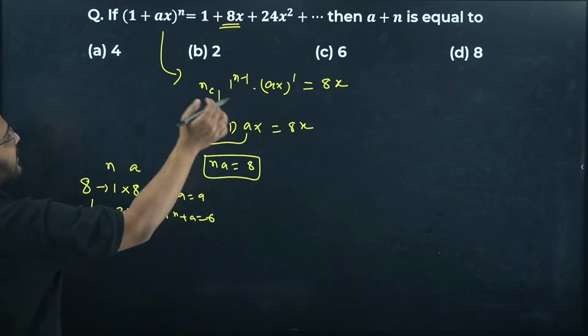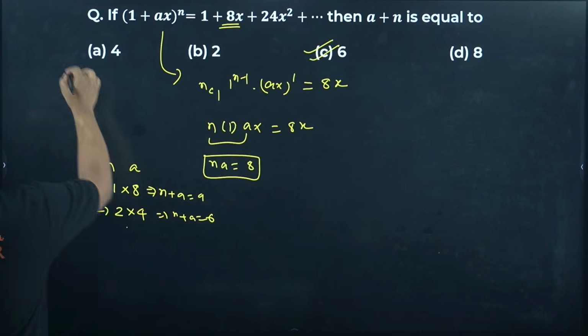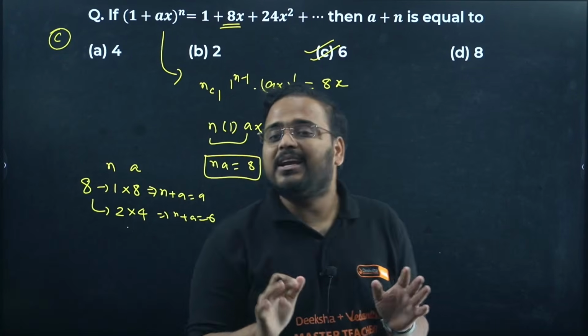Look at the options, there is no 9. So clearly my answer is 6, which is option C. This is the logic behind the question. This is the logical approach. The right approach I'm going to give to you, but right now, understand this.